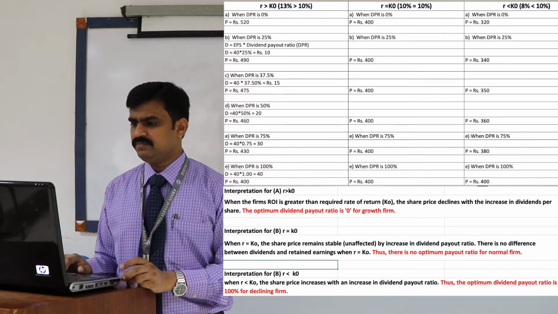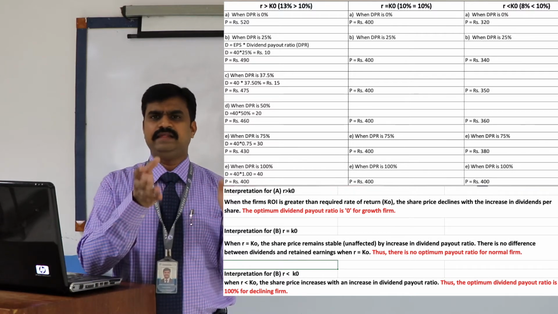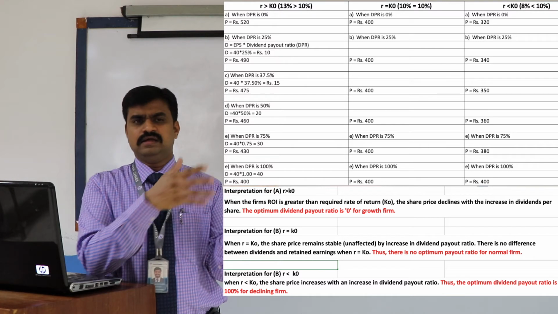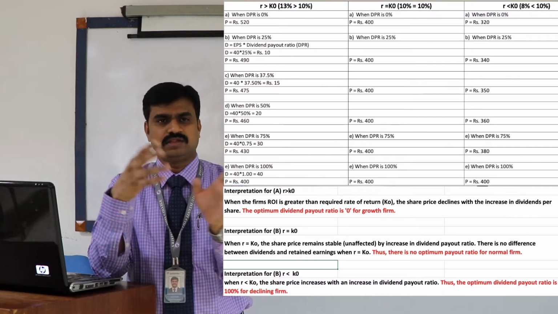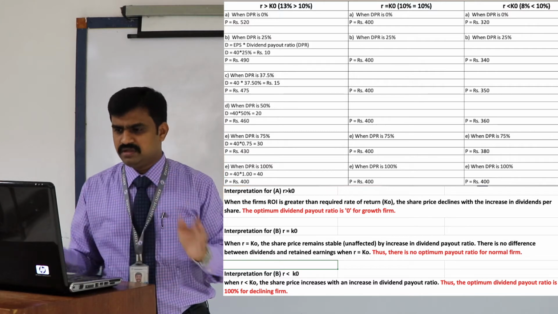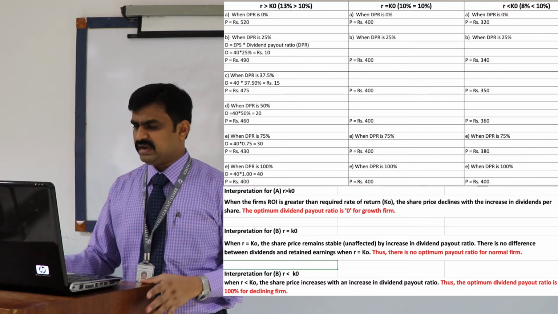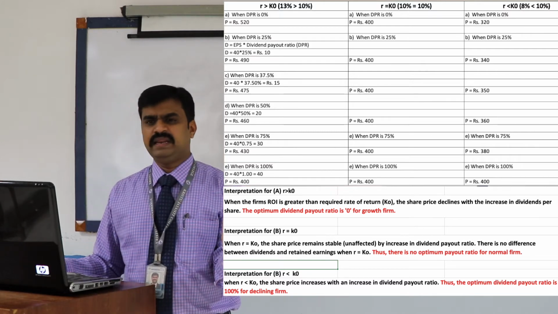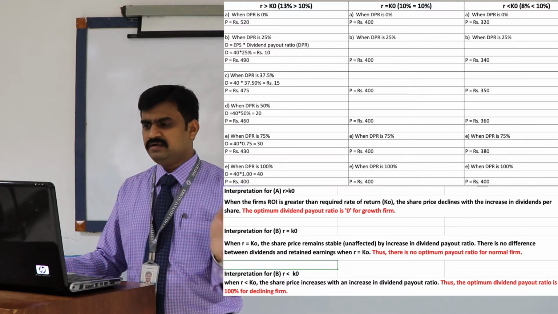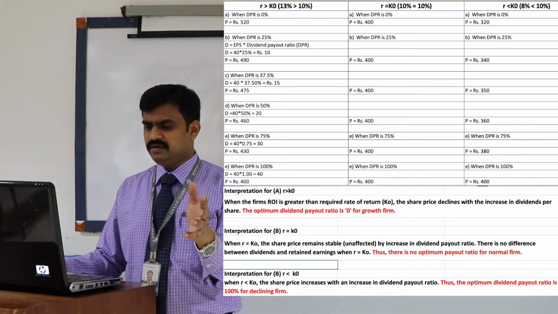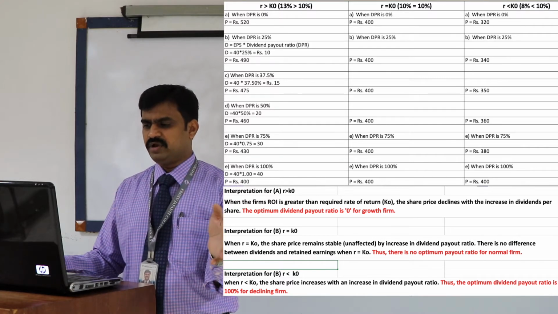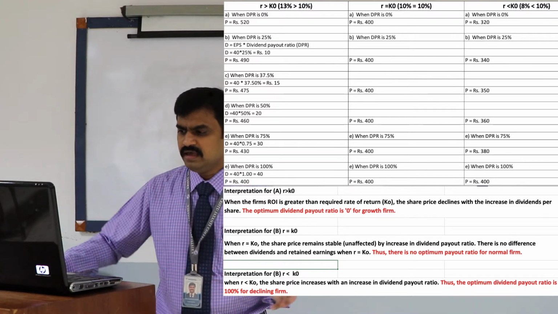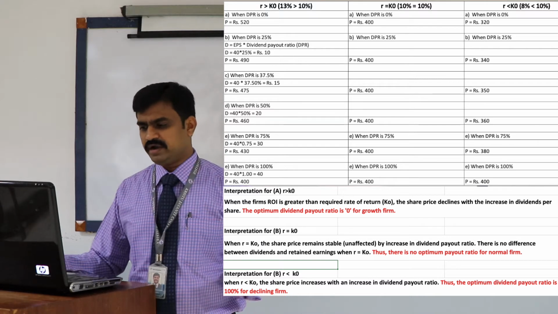What is the second scenario? When R is equal to K naught, that is my earning capacity is 10% and my cost of capital is also 10%. Both are same. So what is happening now? You can just have a glance at that. When DPR is 0%, it is 400. When it is 25, it is 400. When it is 37.5, again 400. When it is 50, again 400. When it is 75, 400. When it is 100, again it is 400.